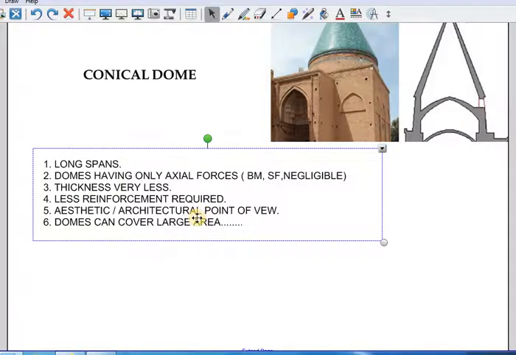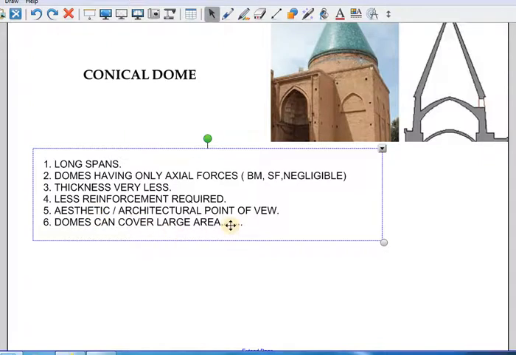Then from the aesthetic point of view, domes are very good for seeing, as I told you in the case of the Taj Mahal. It is very beautiful for the eyes, mainly because of the domes, how the domes are arranged. And domes can cover a large area also. So a long span can cover a large area. These are the main advantages by which a structural engineer will go for domes.